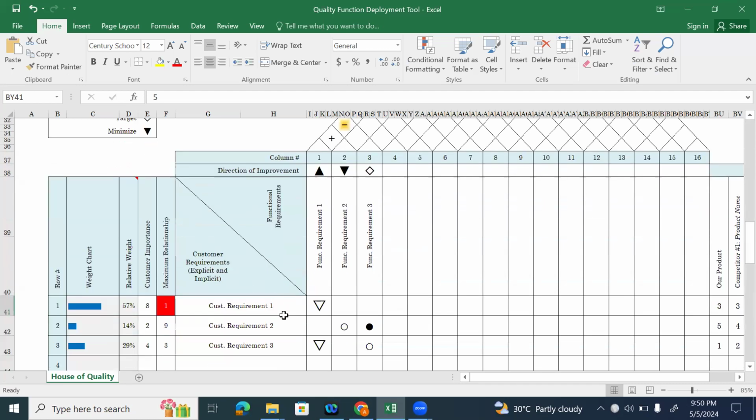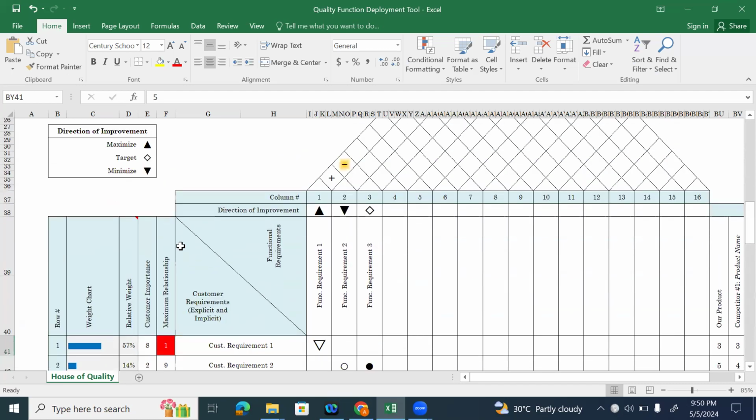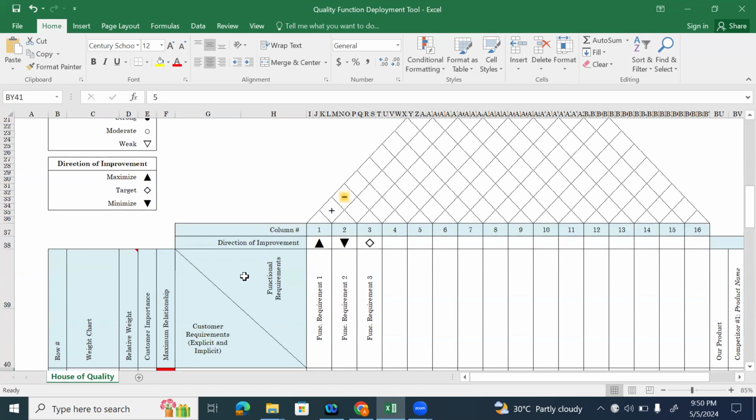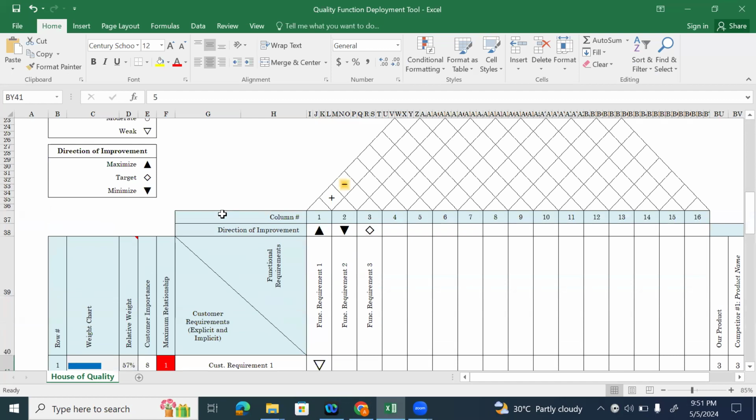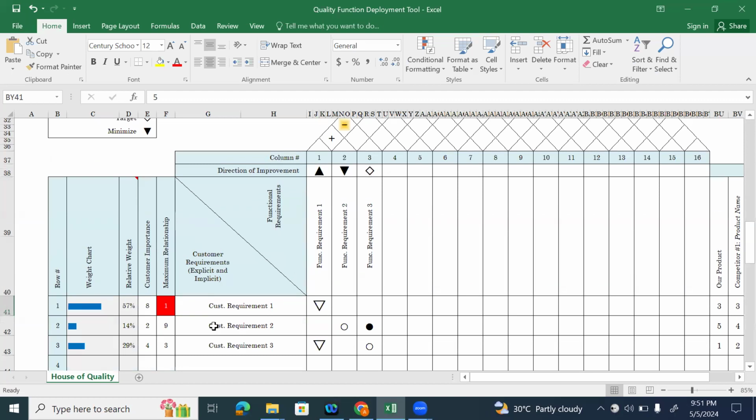So when I have an inverted triangle as weak, the relationship between the customer requirement one and functional requirement is weak. So the direction of improvement should be maximum. Okay. When you have the customer requirement two against which functional requirements two and three are mentioned, the functional requirement and customer requirement are very strong for the third requirement, and that's why it is meeting the target.